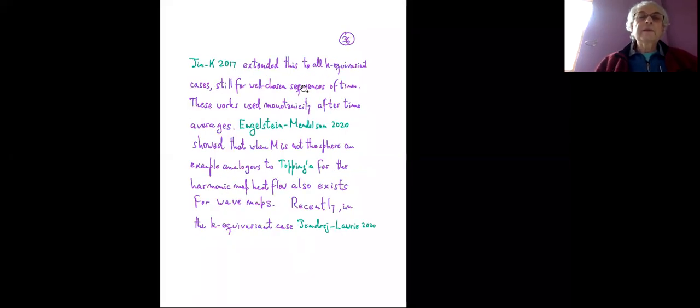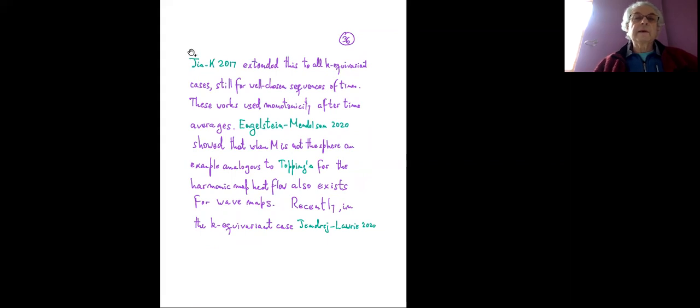Okay, with Jia, we extended Kott's result to all equivariant classes, again for well-chosen sequences of times. And Engelstein and Mendelssohn in 2020 showed that the Topping example also is found for the wave map setting. So if the target is not the sphere, you could have that different sequences of times yield different decompositions.